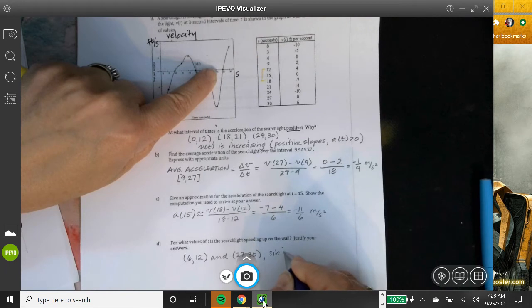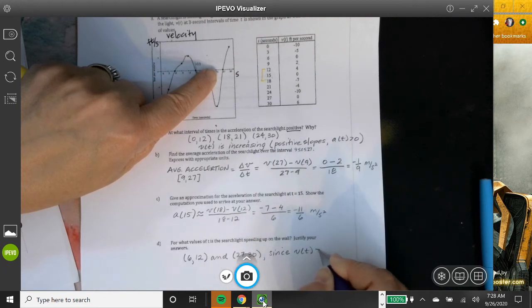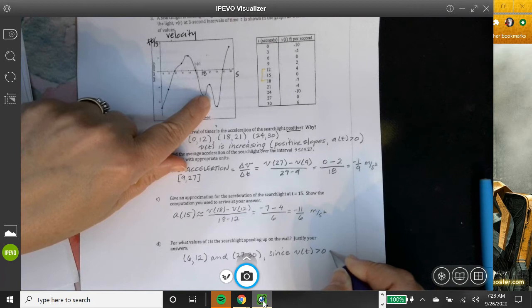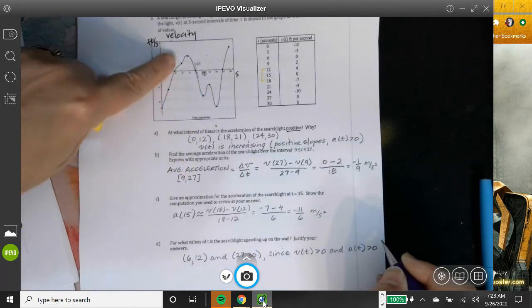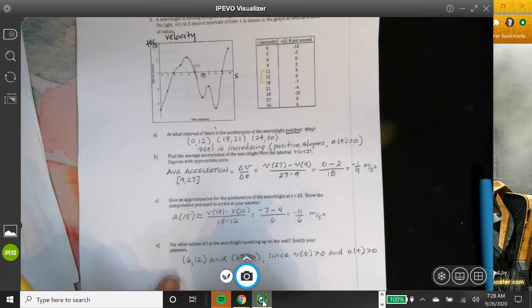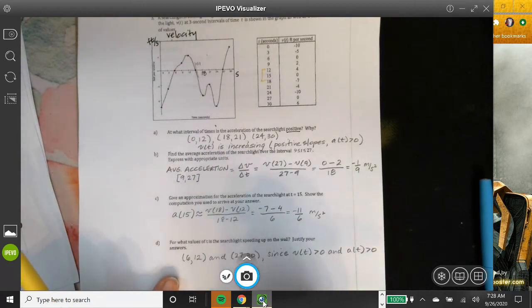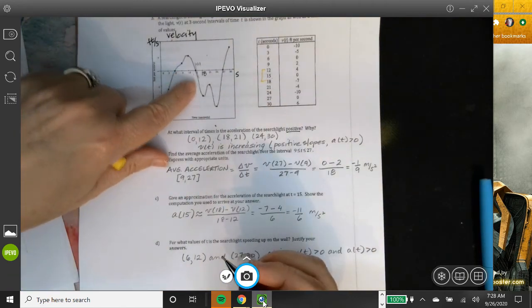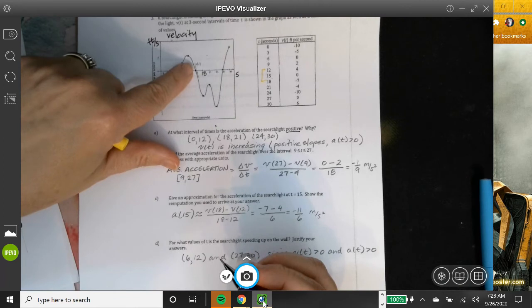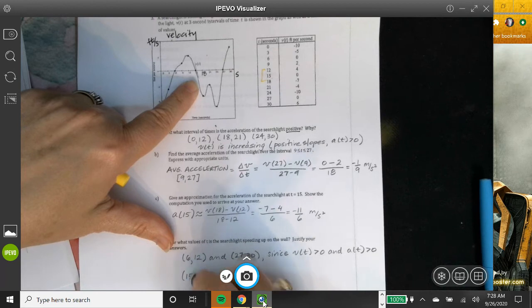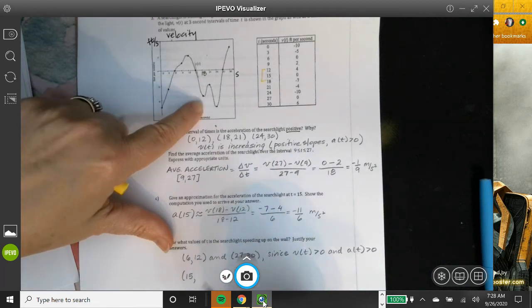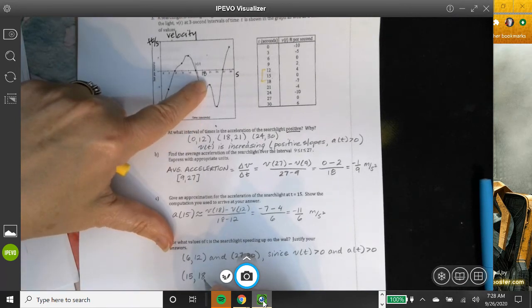Since v of t is greater than 0, the y values are positive, and a of t is greater than 0, which means I have positive slopes on the velocity graph. All right, where else would that happen? It's going to happen when I have negative velocity values and negative slopes. So I would have negative values down here in the velocity, and I have negative slopes from 15, it looks like, 15 to 18, and 21 to 24.